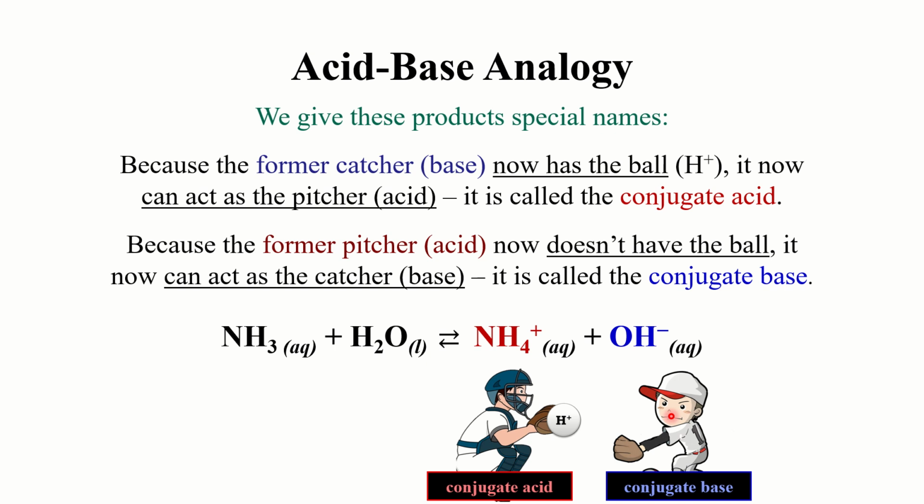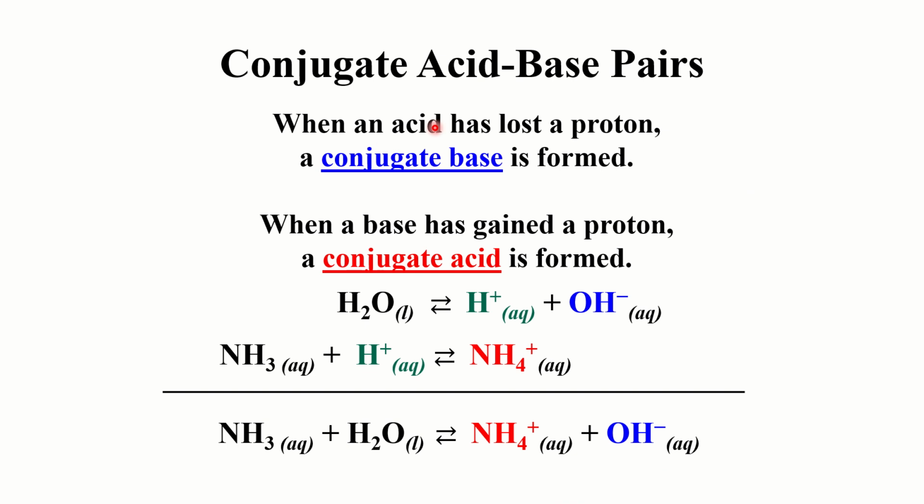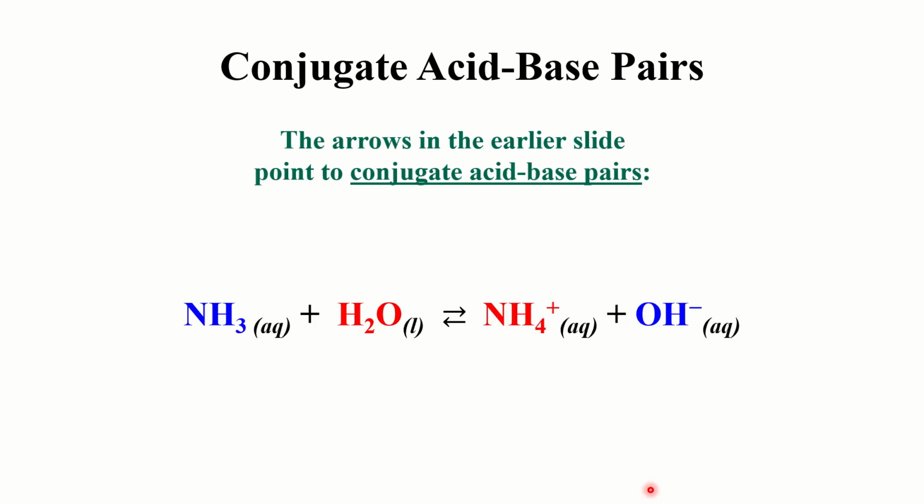So I hope this analogy made some sense. I hope this wasn't a little too contrived. All of this to say, when an acid has lost a proton, a conjugate base is formed. When a base has gained a proton, a conjugate acid is formed. So here, to label this, NH3 is the base, which makes its partner, NH4 plus, the conjugate acid. H2O was the acid, and its partner, OH minus, is now referred to as the conjugate base.